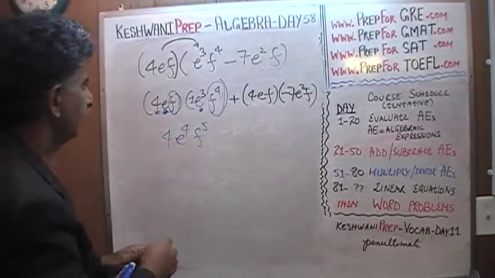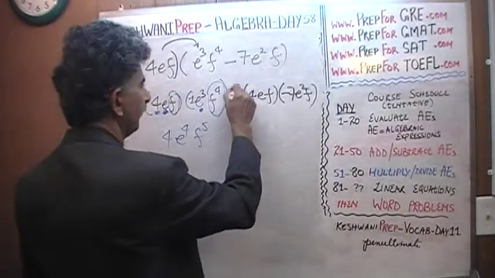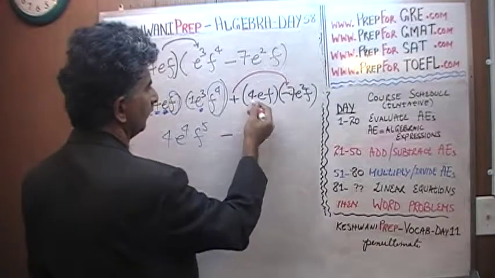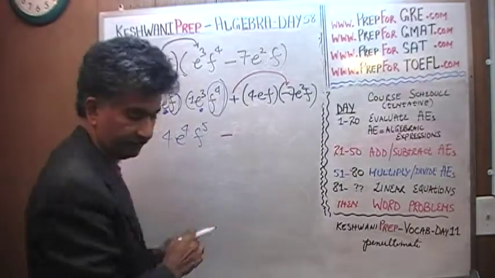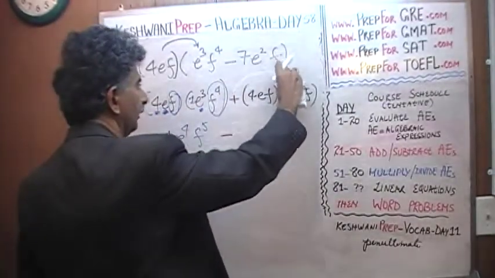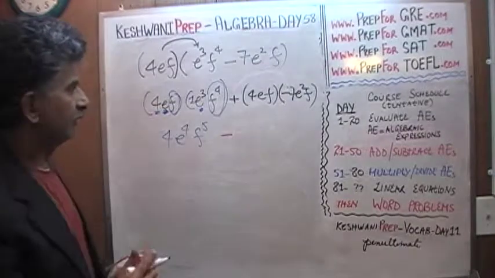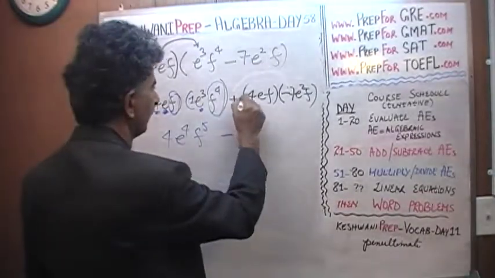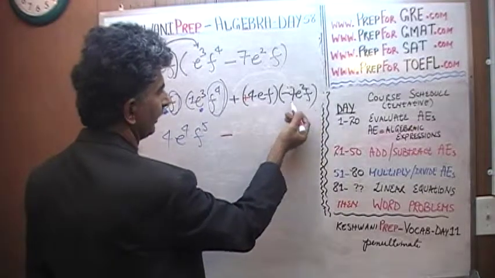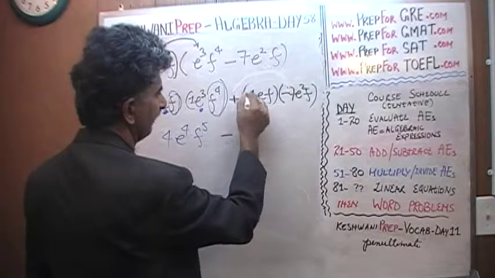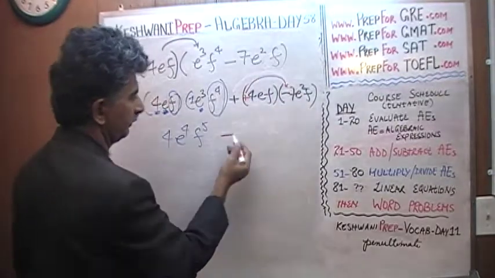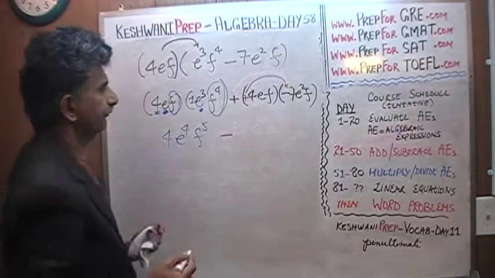Now let's move on to this guy. Here we have a positive sign outside, and then we have a negative sign here. So the positive and the negative is going to give us negative. Strictly speaking, that is not the positive sign that we're dealing with. This guy has a positive sign in front of it, and we're multiplying 4EF times 7E squared F. Positive times negative is going to make this outside guy negative.